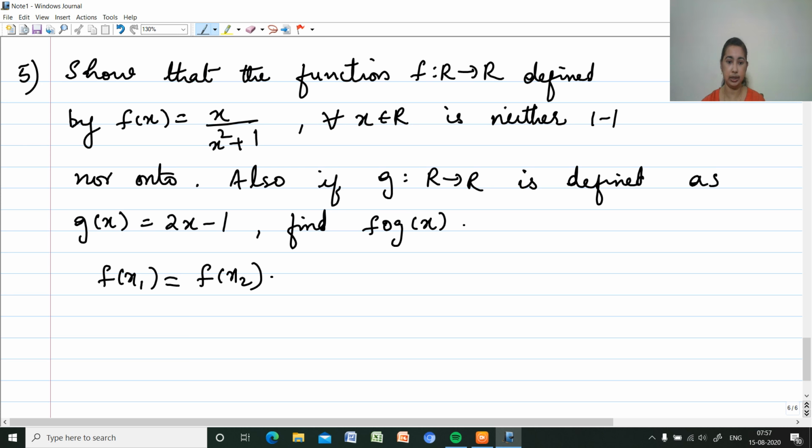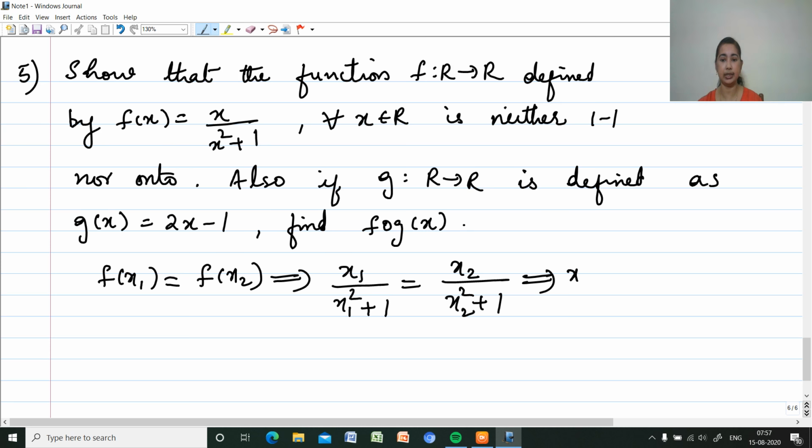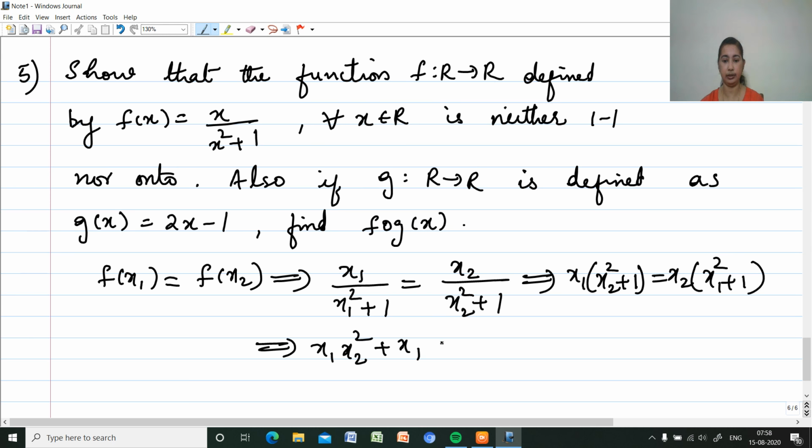This gives f of x1, which means x1 by x1 square plus 1 is equal to x2 by x2 square plus 1. Cross multiplying, we are getting x1 into x2 square plus 1 is equal to x2 into x1 square plus 1. That gives, opening the bracket, x1 x2 square plus x1 equal to x2 x1 square plus x2.